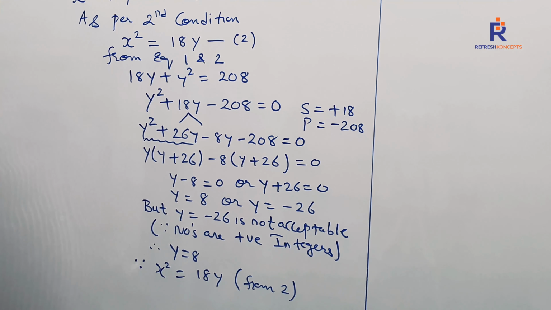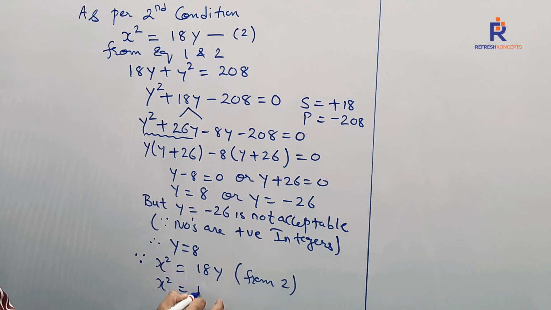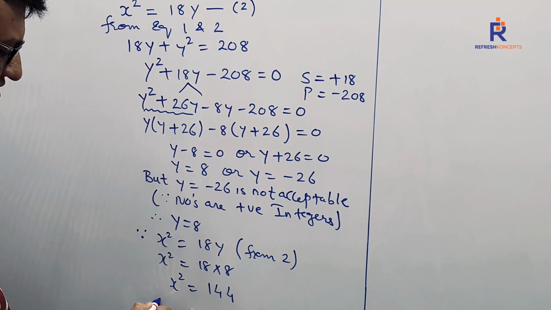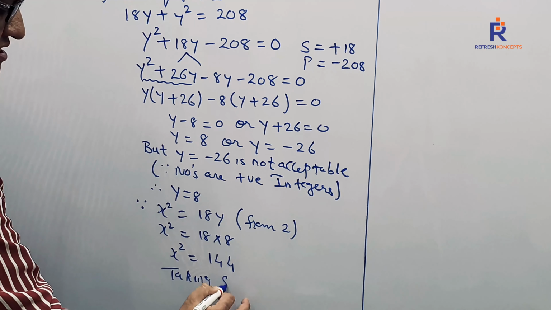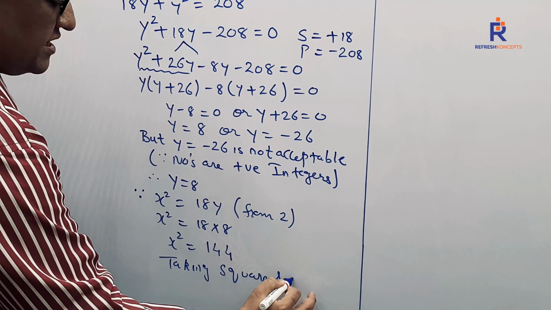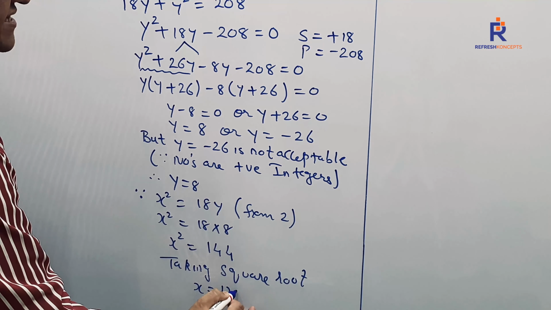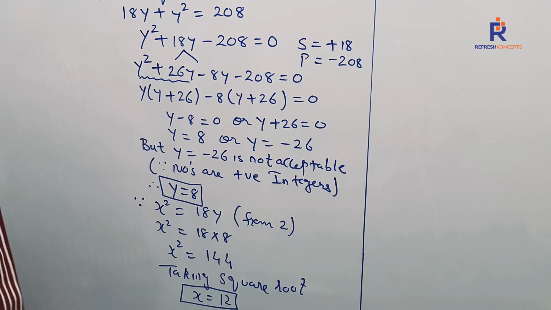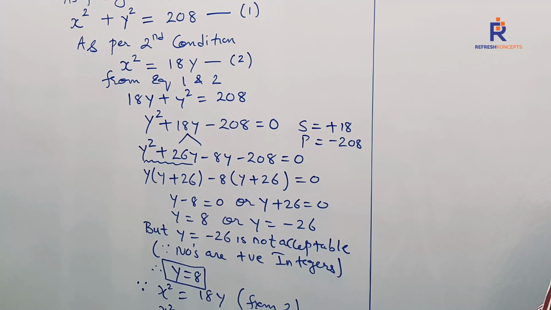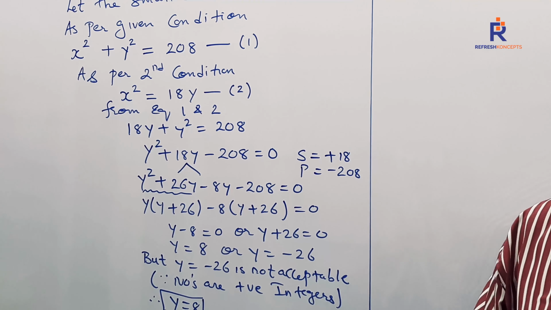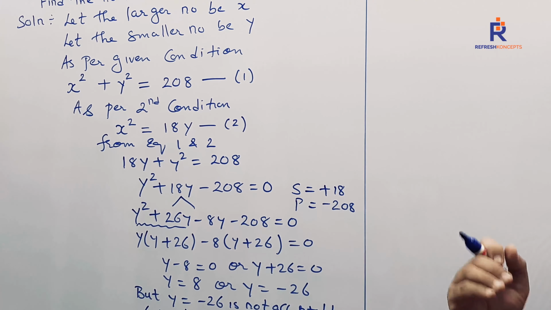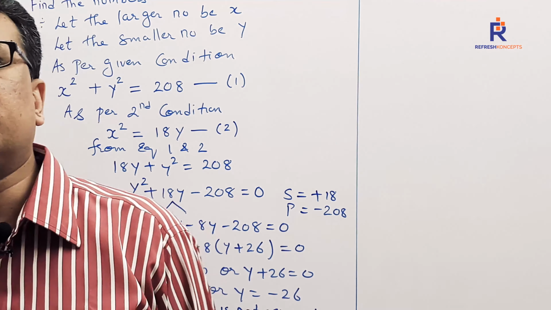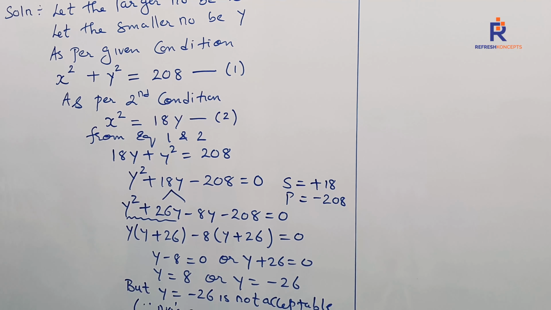Now children, can you tell me what these numbers are? If anybody has gone through the sum, the numbers are positive integers. Is minus 26 acceptable? No, minus 26 is not acceptable, so we have to discard that. y equals minus 26 is not acceptable. The reason behind this is that the numbers are positive integers. Therefore y is equal to 8.